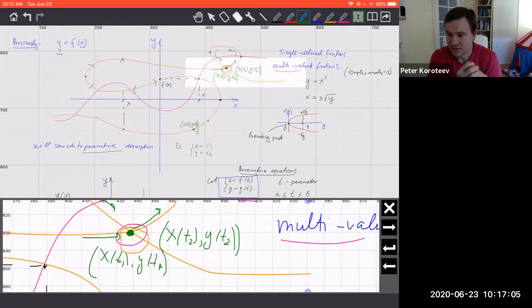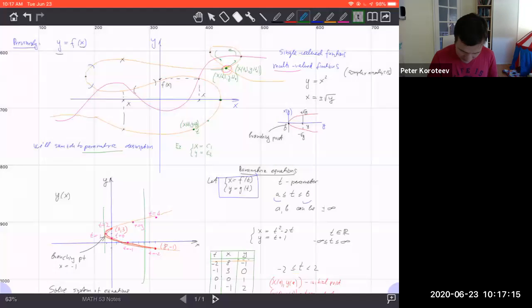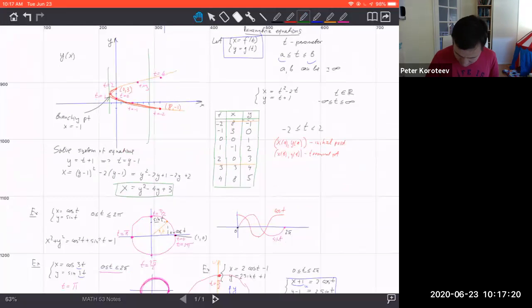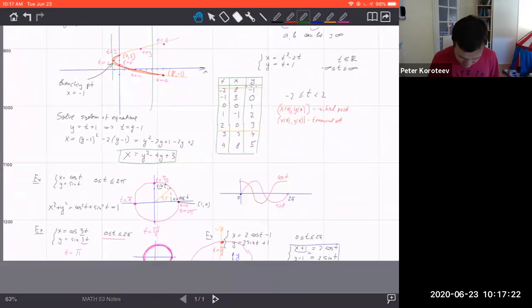Space-time, yes, it's called space-time. Any questions about this? Okay, good. Right, and then we looked at a bunch of examples, and then there will be yet more examples in the homework.